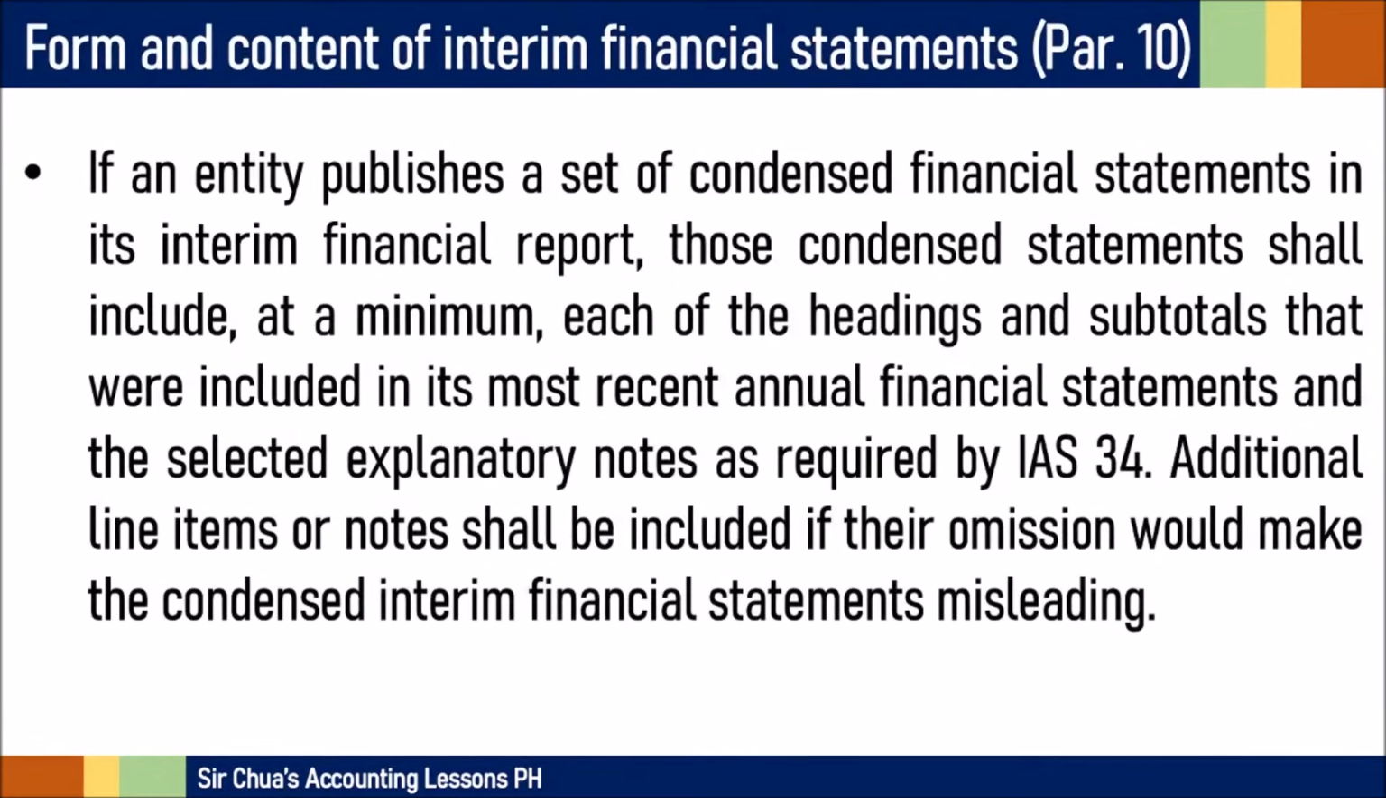Now, according to paragraph 10, it goes like this. If an entity publishes a set of condensed financial statements in its interim financial report, those condensed statements shall include, at a minimum, all the headings and subtotals included in the most recent annual financial statements and the selected explanatory notes as required by IAS 34. This means that, comparatively, the headings and subtotals from the most recent annual financial statements are how you will also present your interim financial statements. However, we are allowed to do the following.